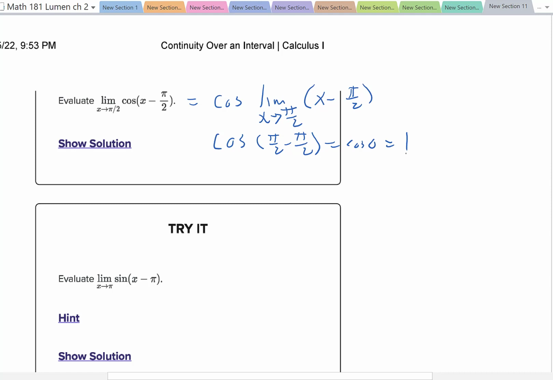Likewise for this one down here with the sine, that's going to become sine of the limit, as x approaches pi, sorry about that, of x minus pi. So that becomes sine of pi minus pi, or sine of 0, which is 0.